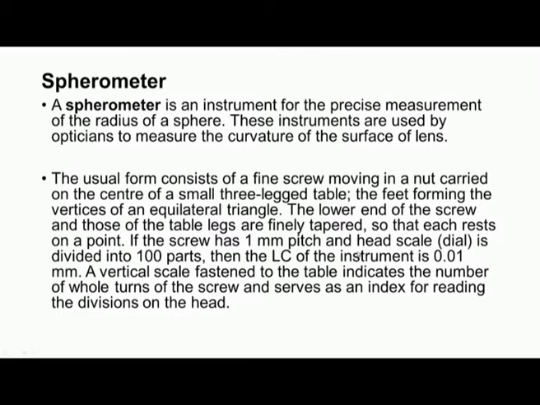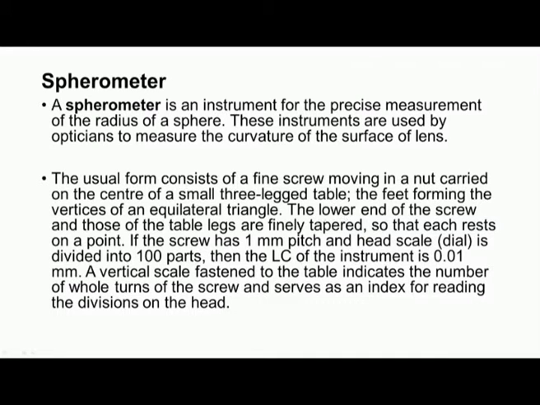Now, another most commonly used instrument for measurement of curvature of lens surface is the spherometer. It is used for precise measurement of radius of a sphere. These instruments are used by opticians to measure the curvature of surface of lens. The usual form consists of a fine screw moving in a nut carried on the center of a small 3-legged table, the feet forming the vertices of an equilateral triangle.